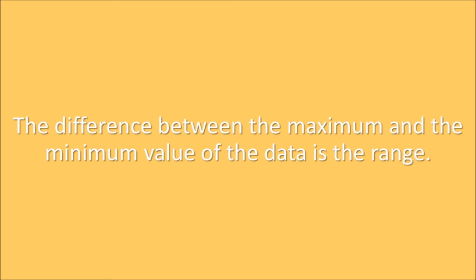Our next topic is range. Range is the difference between the maximum and the minimum value of the variate. For example, in a raw data, if the maximum value is 58 and the minimum value is 8, then our range is 58 minus 8, that is 50.